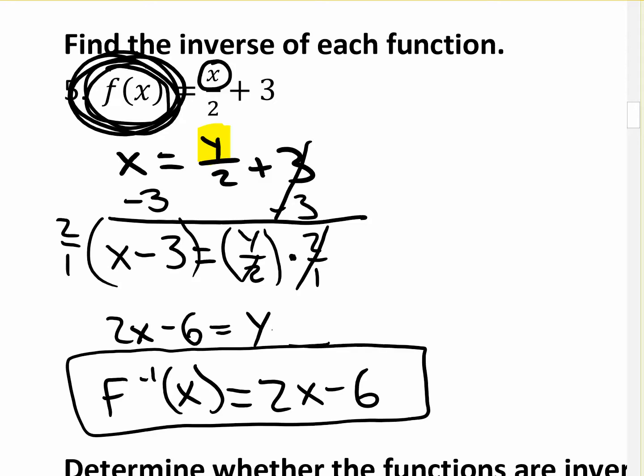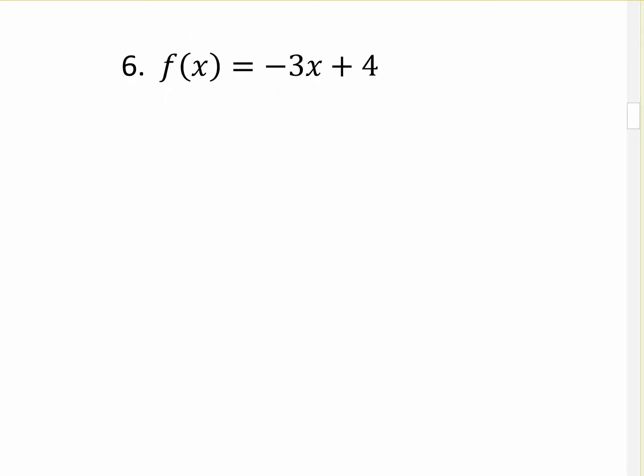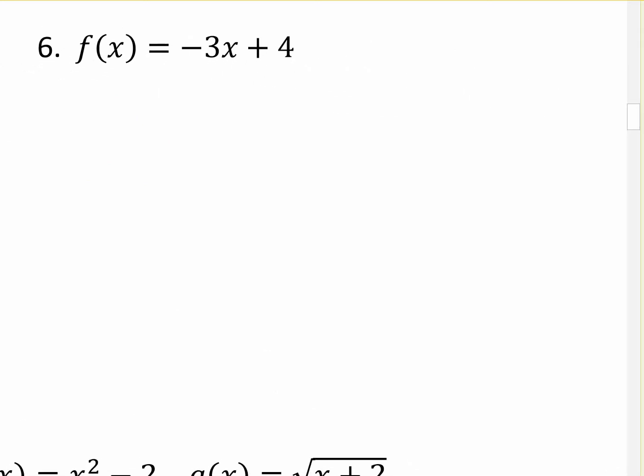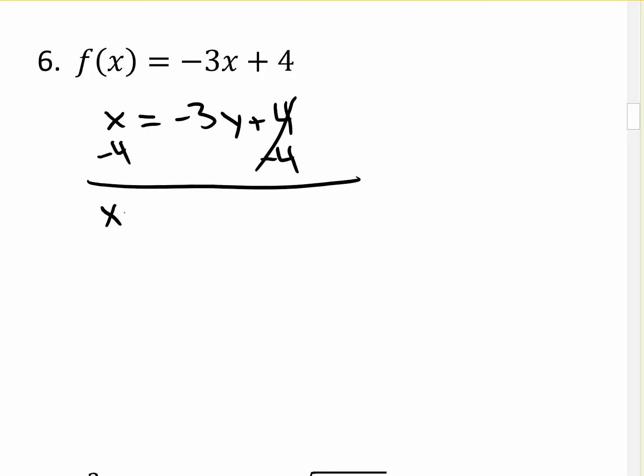Let's try another problem of the same thing. Find the inverse of the function. So you switch x and y. X equals negative 3y plus 4. Now let's solve for y. First, you should get rid of the plus 4. Do minus 4 on both sides. So we have x minus 4 equals negative 3y.